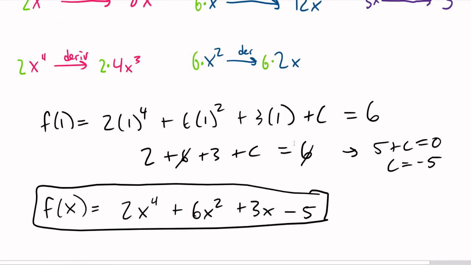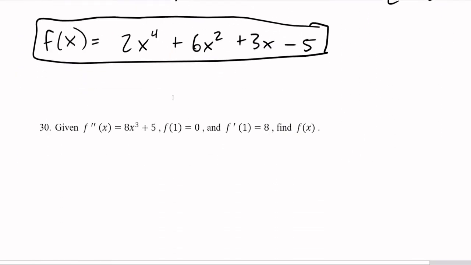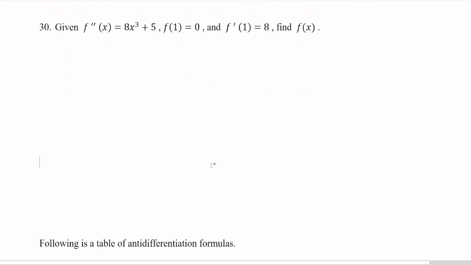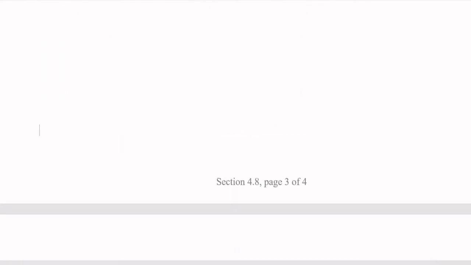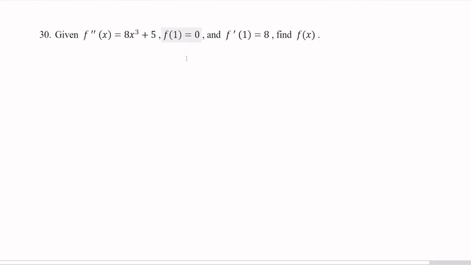All right. Okay, we got another one here. Let's try it. Do we have enough space? Yeah, we got some space here. Okay. So it says, given f double prime is this, and I gave you 2 points, find the original. So this is going to be a little tricky, but once you kind of see it going, it's not going to be too bad. Because this is going to be a two-stepper.